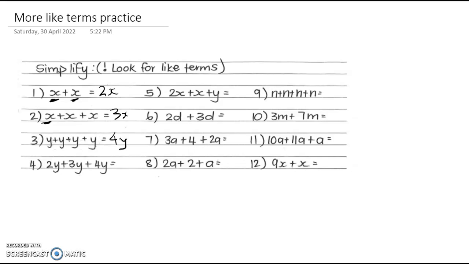I'll just erase these. And in the next one, we've got 2y, 3y, and 4y. So the first thing we do when we're doing questions like this is we look to see if we've got like terms. 2 plus 3 is 5 plus 4 is 9y. In this next one, we've got some x's. So 2 x's, 2x, plus another x, but then the y is not a like term. So we can put the x's together.